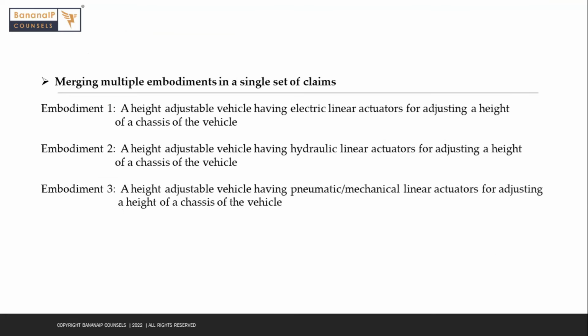Next is merging multiple embodiments in a single set of claims. Here the example taken is a height adjustable vehicle having electric linear actuators for adjusting the height of the chassis of the vehicle. The second embodiment is about the usage of hydraulic linear actuators, and in the third embodiment we have the pneumatic or the mechanical linear actuators. So if we maintain a single broad terminology, let's say actuator, then we can cover all these embodiments in a single set of claims.